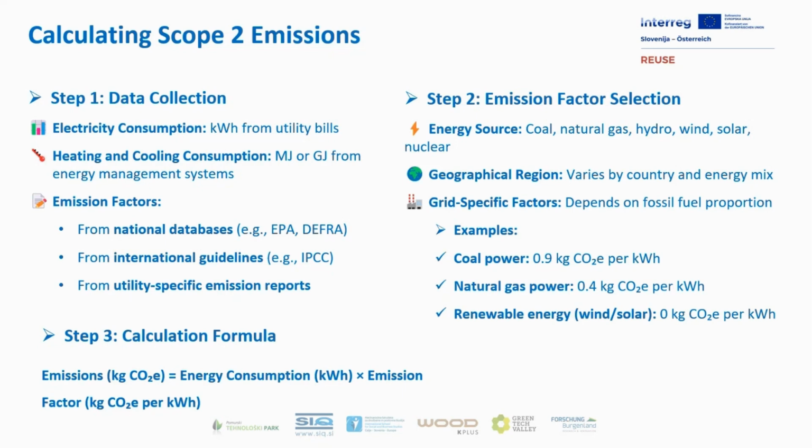100,000 kilowatt hours multiplied by 0.233 kilograms of CO2 equivalent per kilowatt hour equals 23,300 kilograms of CO2e, or 23.3 tons of CO2e. This gives us the total Scope 2 emissions linked to that energy use.